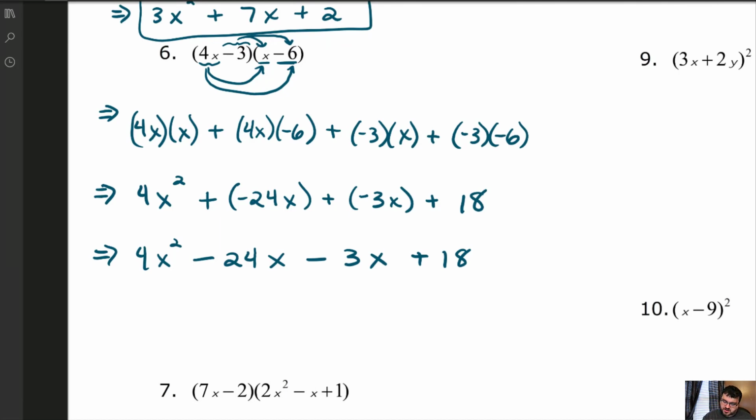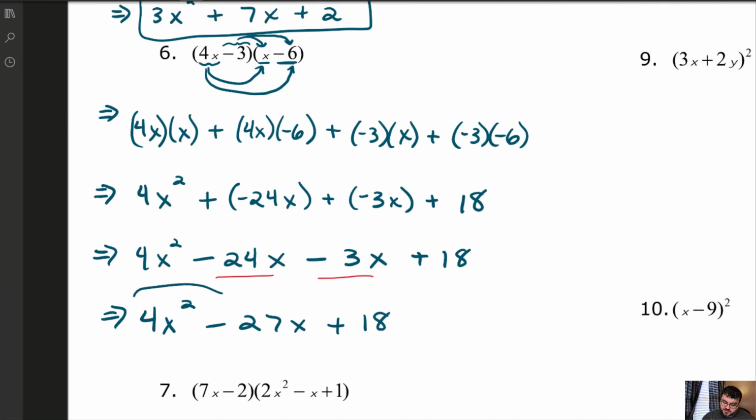So if you look here in the very middle, we have minus 24 and minus 3x right there. Now, those are like terms. Negative 24, you're at negative $24 in the bank, and then you take out $3 more. Well, you're going to be at negative 27 in the bank right there. But like I said, you can subtract on your calculator if you need help with the signed numbers. We get 4x squared minus 27x plus 18.